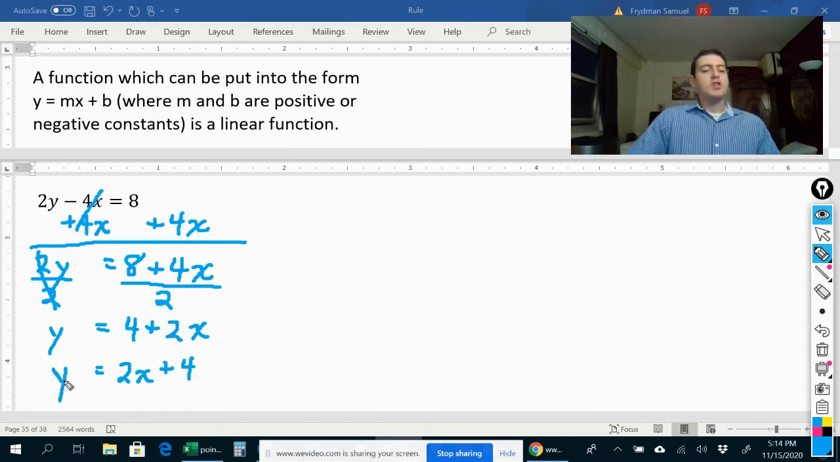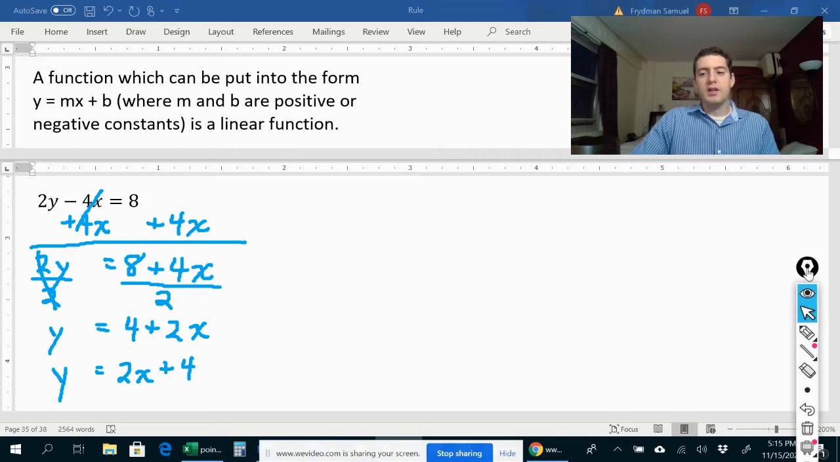That's no problem. So yeah, I can fiddle around with this equation to get it into the form of y equals mx plus b, where I see that here my m is 2 and my b is 4. So that's fine, and it means that this equation and also this original equation represent a linear function. And remember, a linear function, if we were to plot it, is a straight line.